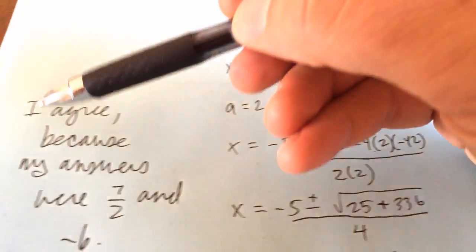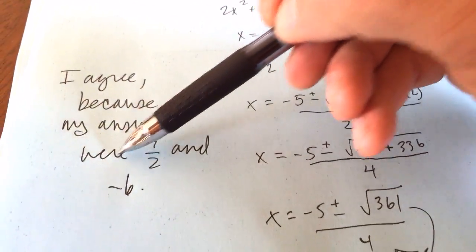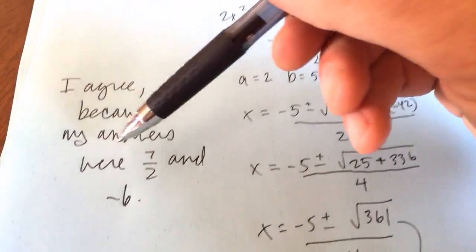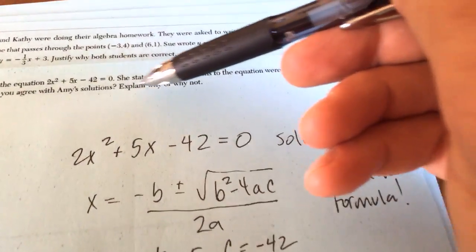We're looking for a simple statement. I agree, because my answers were 7 halves and negative 6. And they were. Your work backed up your explanation, but you need an explanation when it says to explain.